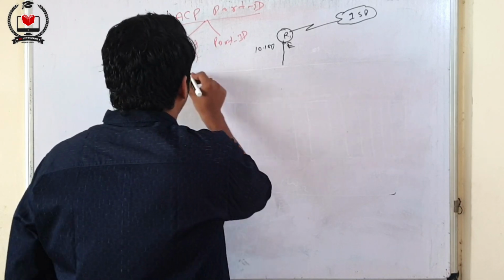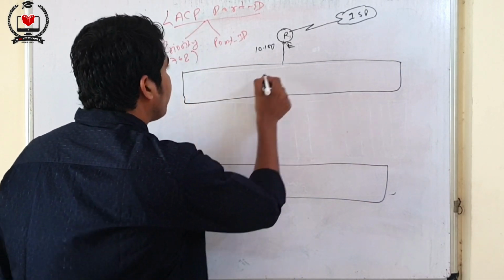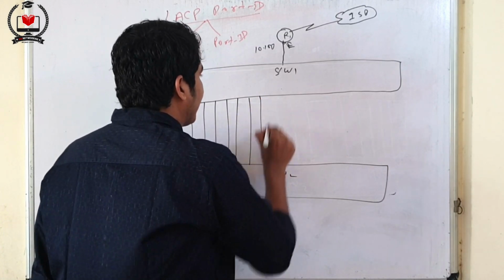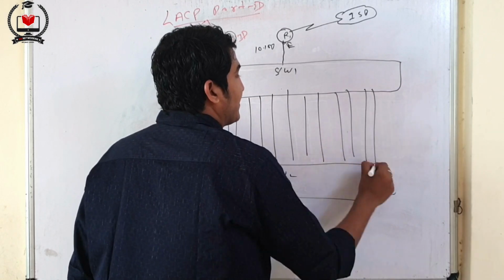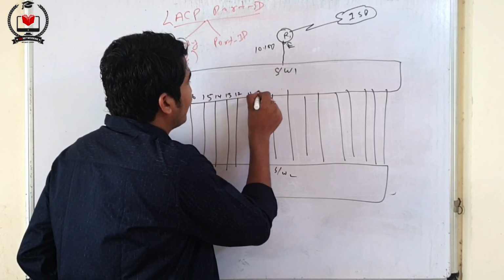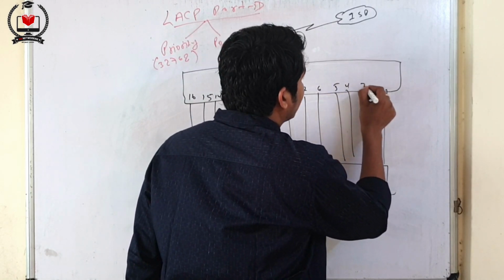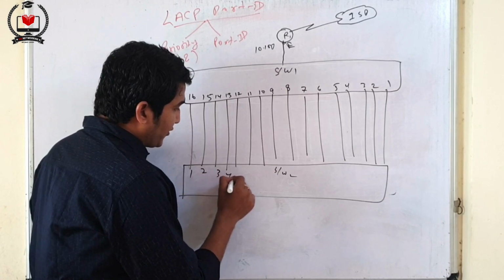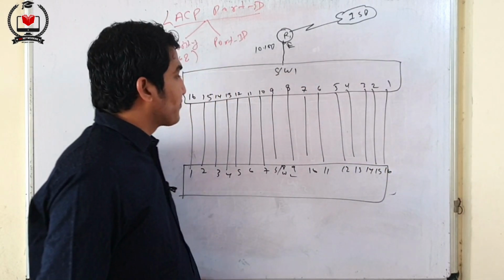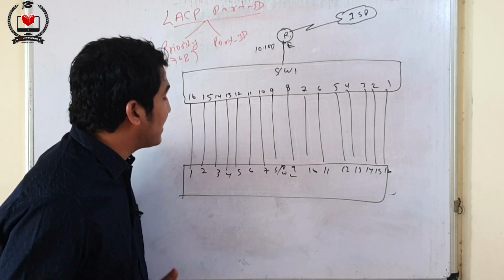Let me draw the same diagram again. This is my router, and my router is connected with one switch. Here I have another switch. This is switch 1 and this is switch 2. Again, we have 16 ports, numbered 1 to 16 on each switch. Suppose these are the ports. Now see how the active and standby election will happen. For that we have a concept in LACP, and that is nothing but the system ID.